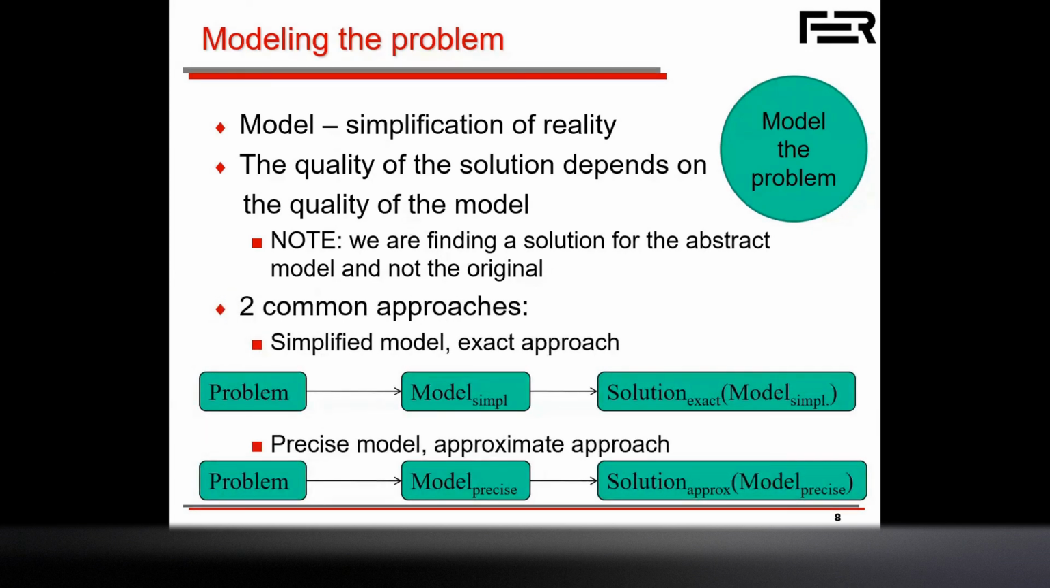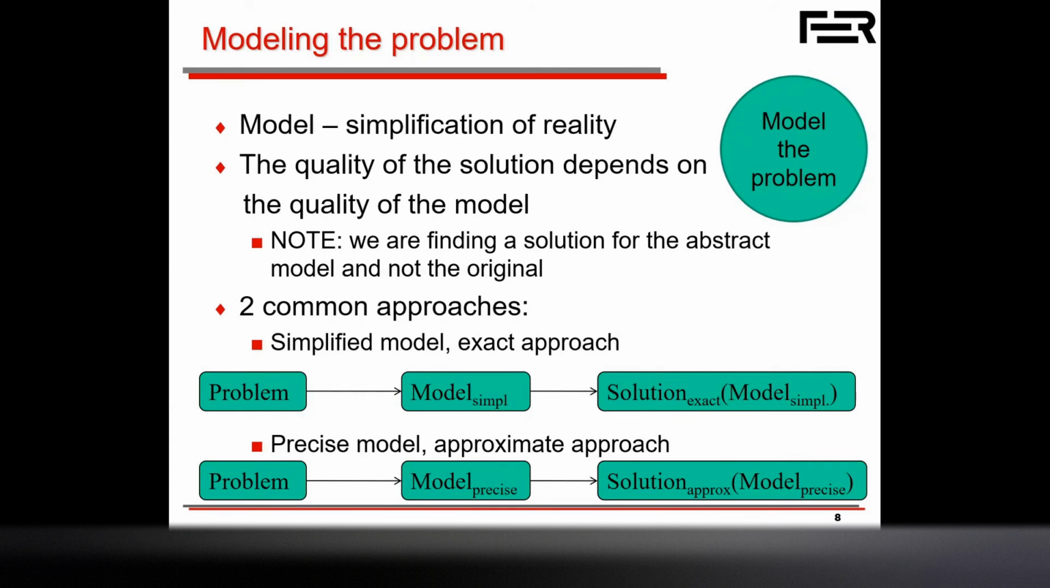There are basically two common approaches. If we have a certain problem, we can specify a simplified model. And maybe because we have now simplified the model, let's say defined a linear objective function or so on, it makes it possible to find an exact solution. But in that case, our exact solution is for a simplified model.